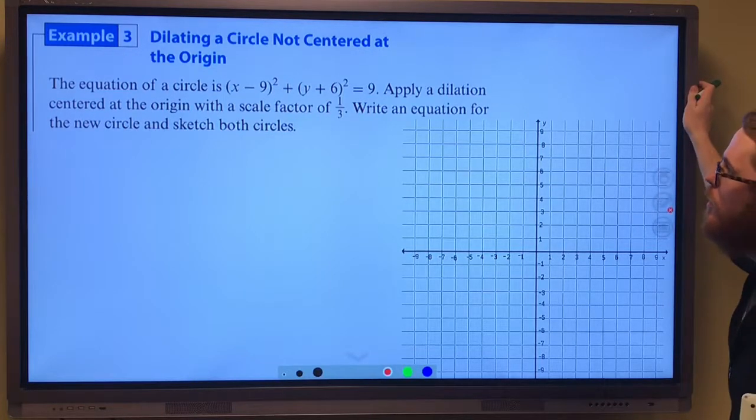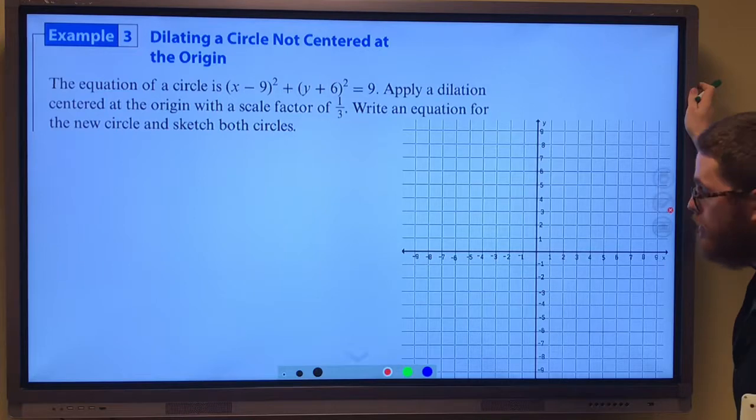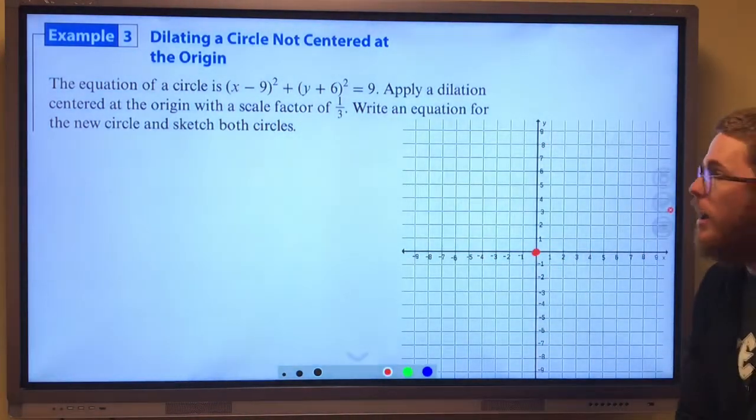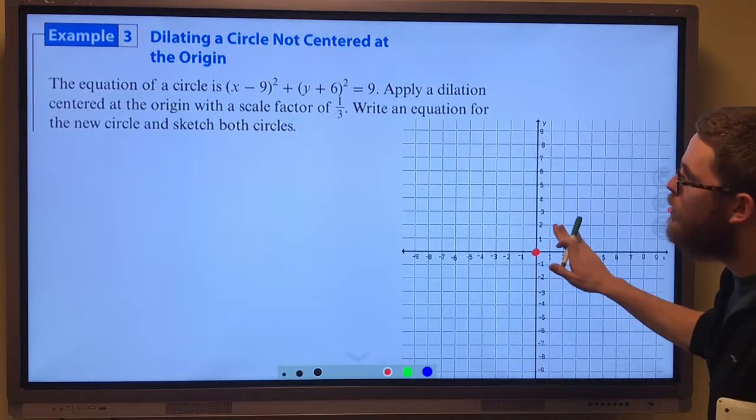Here, the equation of the circle is given. Apply a dilation centered at the origin with a scale factor of 1/3. Okay, they're both still centered at the origin, which is nice. The center did not change.